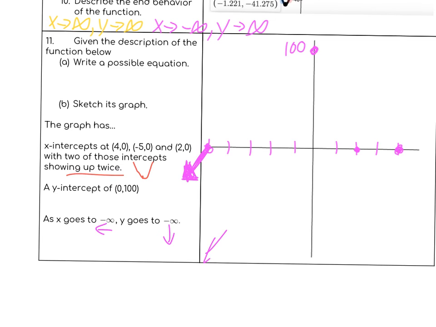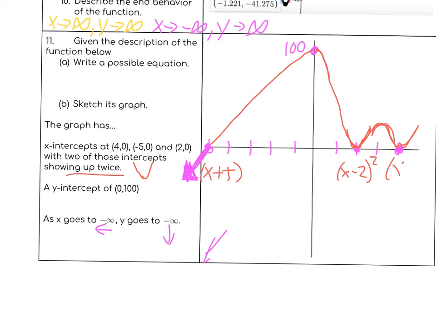So I'm going to make some kind of a beautiful connection between these two. And because I need 2 of these intercepts showing up twice, I'm going to bounce off this one. This is going to be a double root. So if this one is x plus 5, this root would be x minus 2 squared because I'm bouncing. And then if I bounce again, this is going to be x minus 4 squared as well.